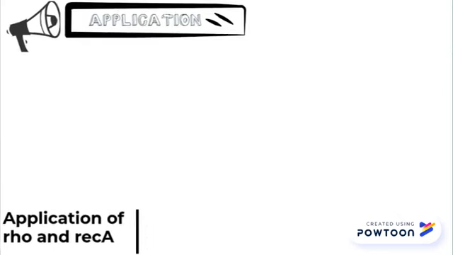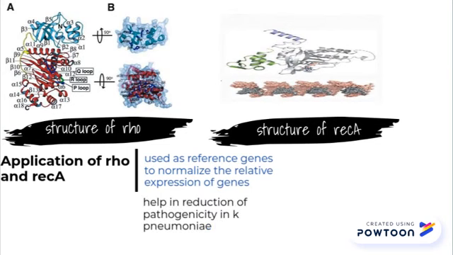The normalization of RT-qPCR data using either recA and Rho individually or as a combined normalization factor resulted in similar and reliable results when used as normalizers of the relative expression of genes related to iron uptake systems in K. pneumoniae cells submitted to iron-replete and iron-limited conditions. Since iron uptake is controlled by the Fur protein and iron availability is crucial for both survival and virulence of pathogenic bacteria, this finding can help in reduction of pathogenicity in K. pneumoniae.